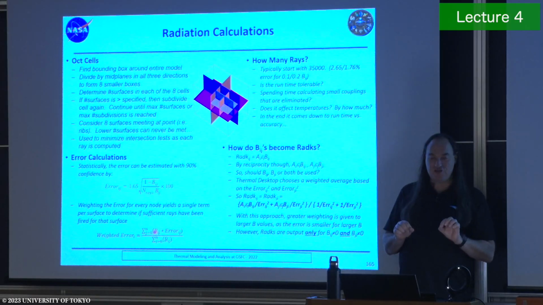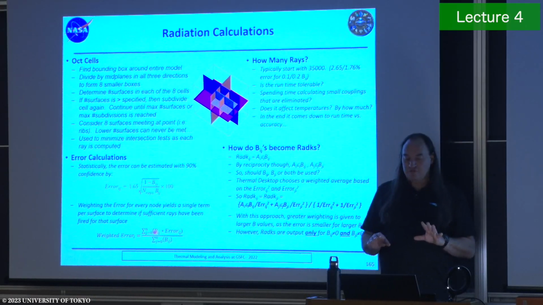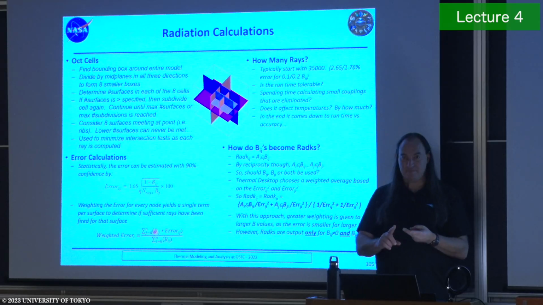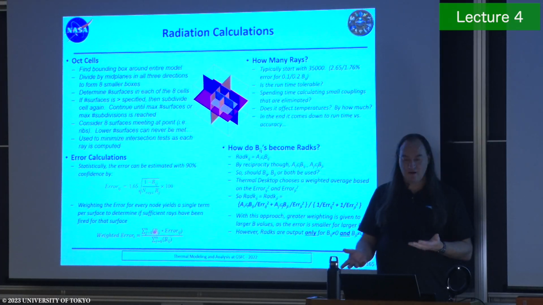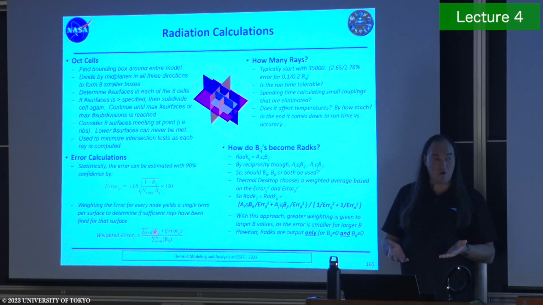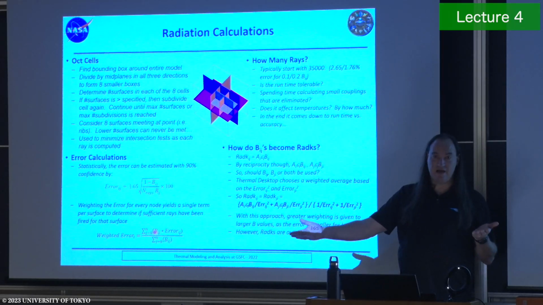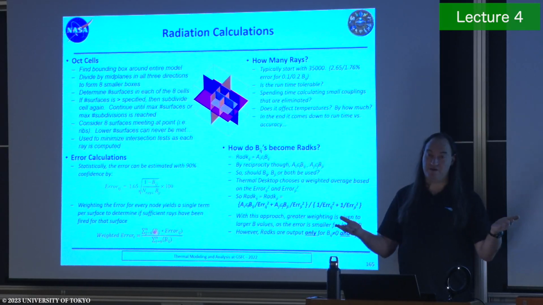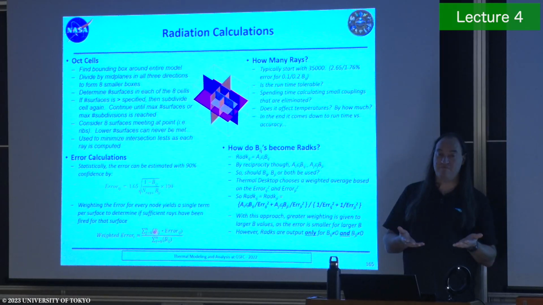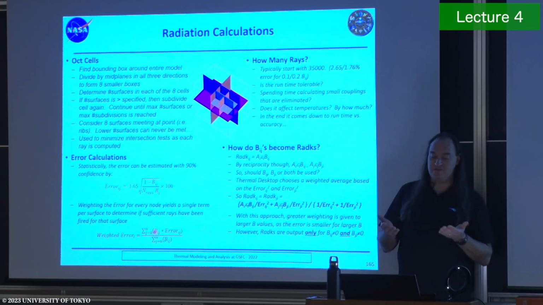So how does that Bij become a rad K? So rad K, as we know, is the area times the emissivity times the Bij. But reciprocity says that it's also the area of J times the emissivity of J times the Bji. So should we use Bji or Bij? Well, in this case, Thermal Desktop uses both, such that if you have a Bij but not a Bji, there will not be a rad K. If you have a Bji but not a Bij, there will not be a rad K. So it uses a weighting factor of the inverse of the error squared.